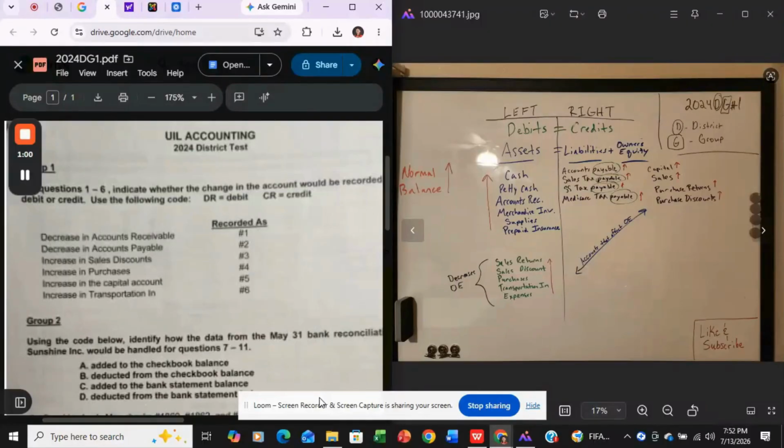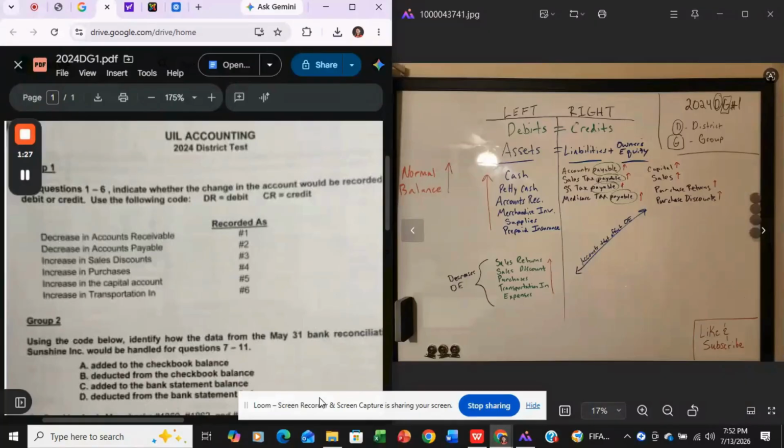Look at number 2, decrease in accounts payable. We'll go find accounts payable. You need to know it is a liability, whose normal balance is a credit, but it's doing the opposite. So decreasing it would be a debit. Increase in sales discounts. If you look, sales discounts is on the left side, the debit side, and its normal balance is a debit, which means increasing. So sales discounts would be a debit.